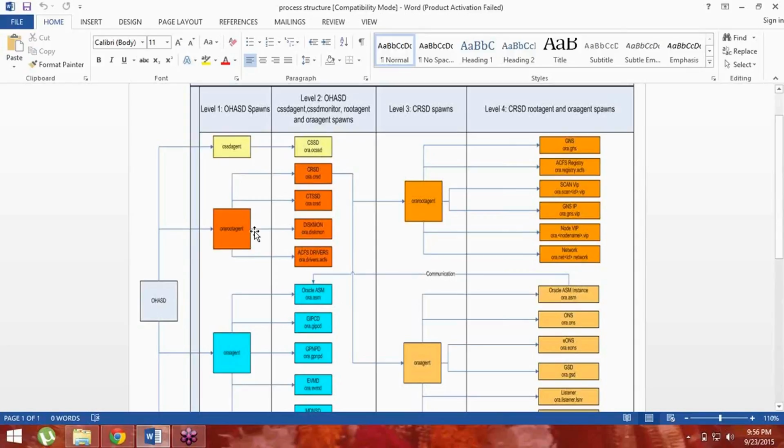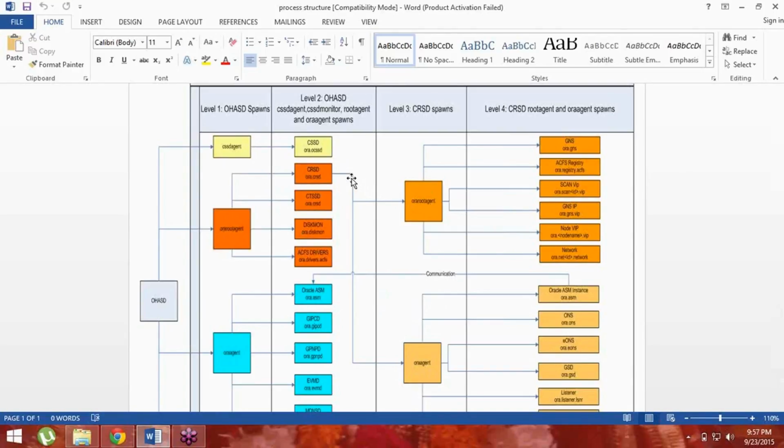After that, OHASD starts the Ora root agent, and under the Ora root agent, it starts CRSD. CRSD stands for Cluster Ready Services Daemon. It is cluster ready because this will spawn everything on the next level. From this CRSD, you can see below the Ora agent, another arrow coming to the Ora agent. So that is the actual process which is responsible for starting the cluster.